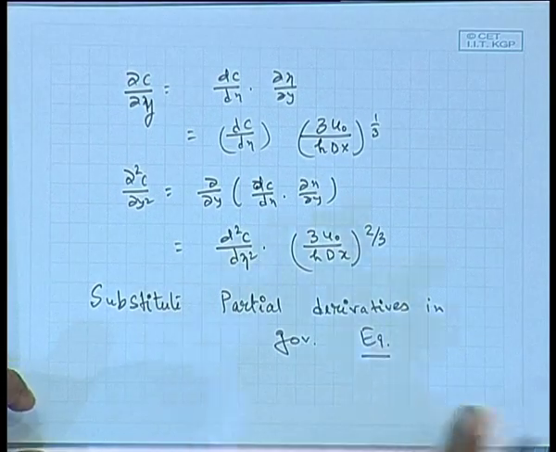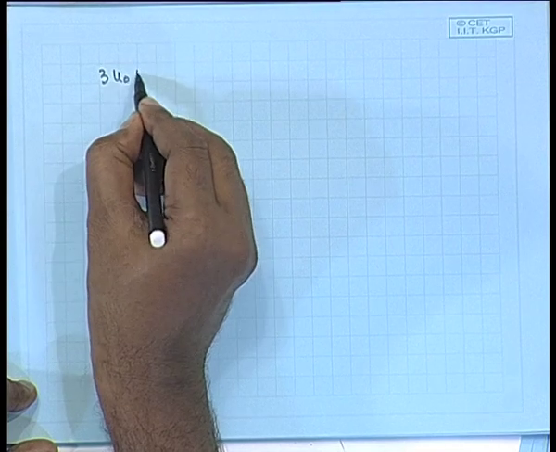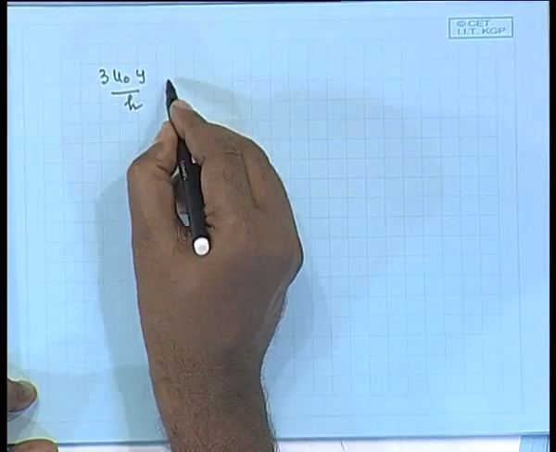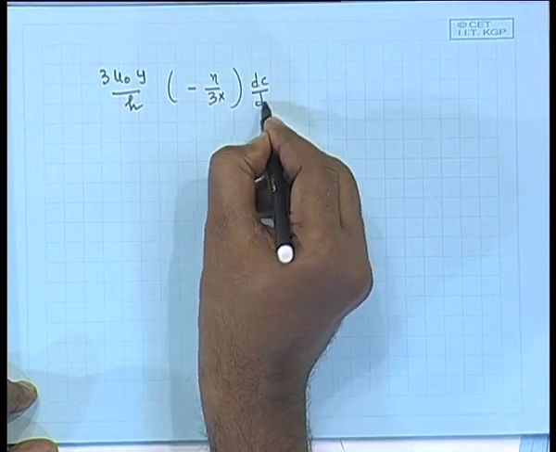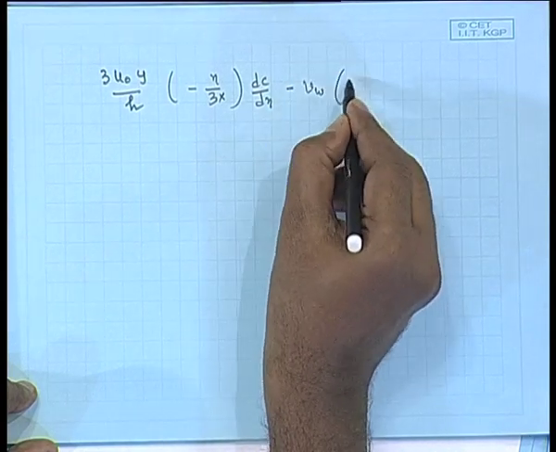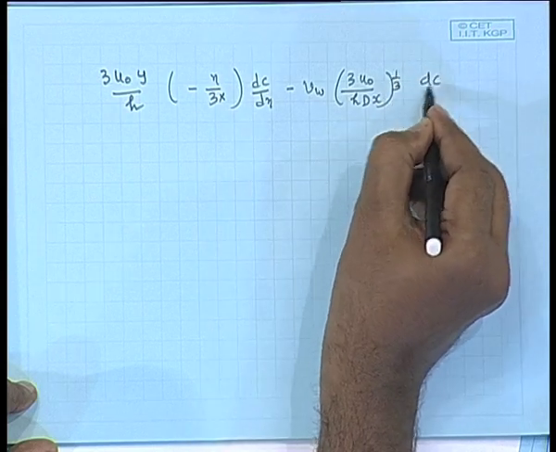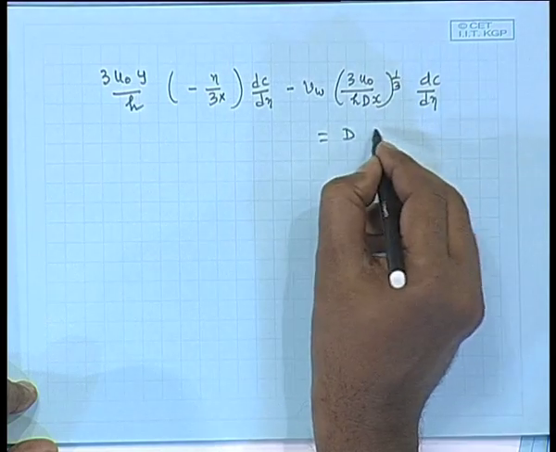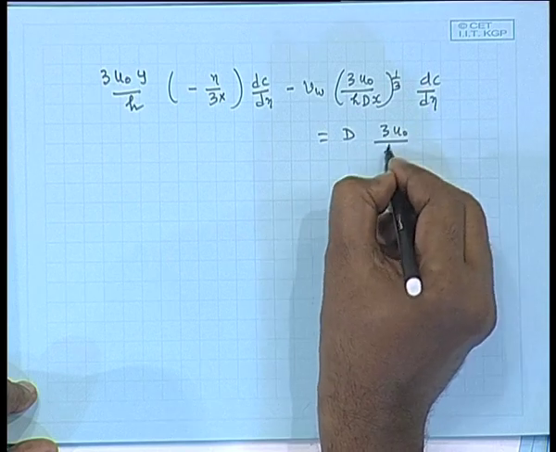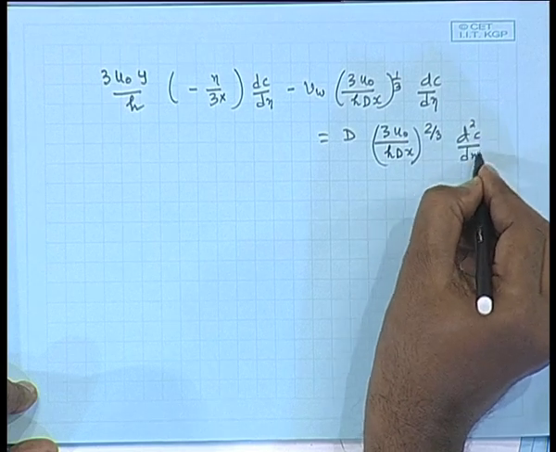Governing equation. Okay. If you do that, the form becomes 3 u0 y by h, that is u del c del x, minus eta by 3x dc d eta, minus Vw (3 u0 by h D x) raised to the 1 upon 3 dc d eta, is equal to D del square c del y square, which is 3 u0 by h D x raised to the power 2 by 3 d square c d eta square.